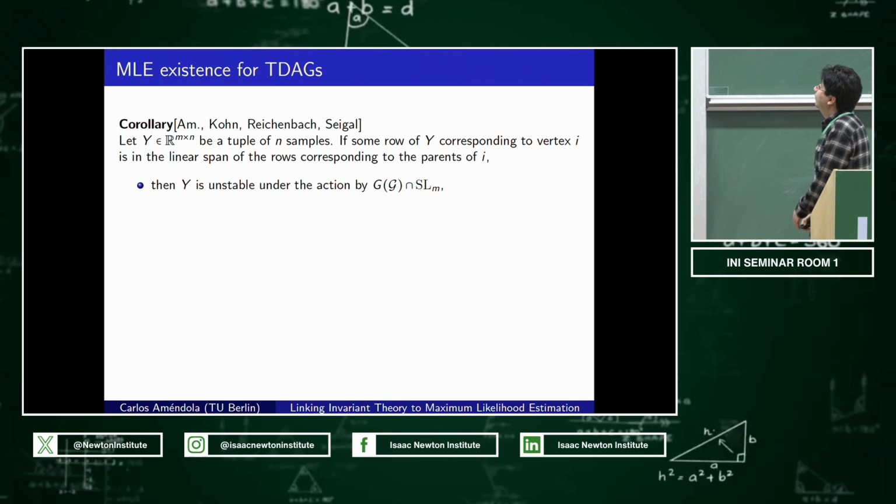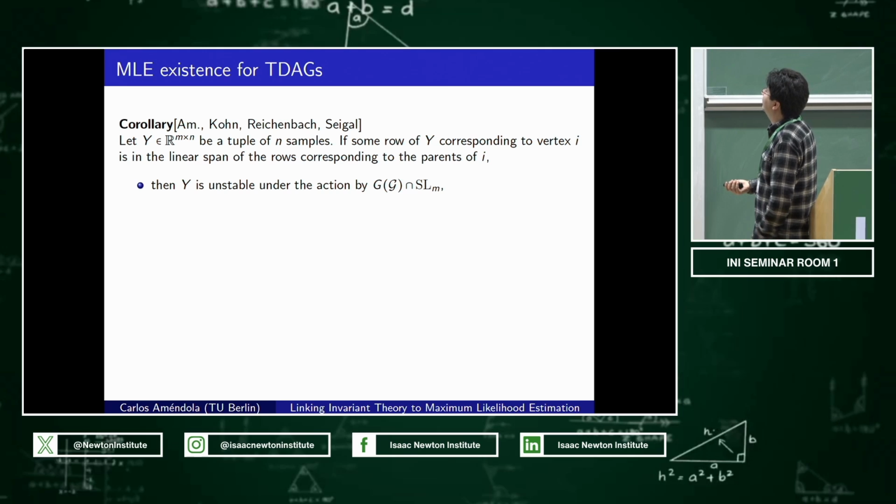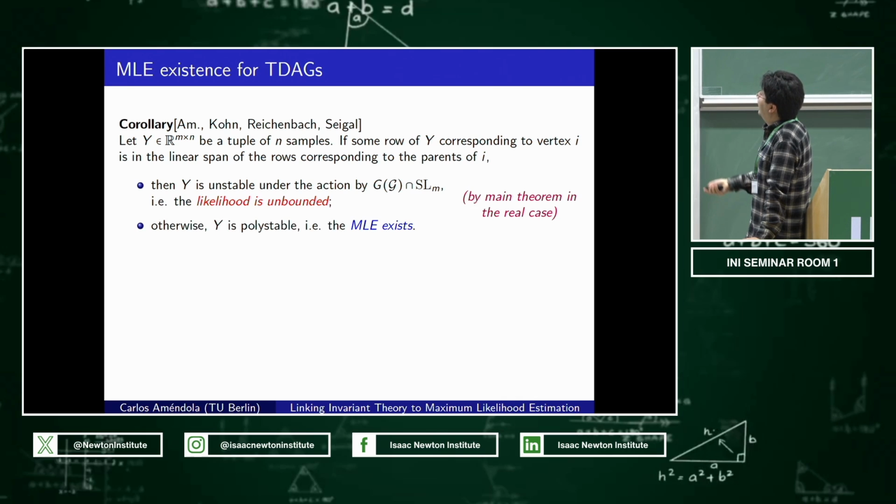All right, so how can we use the theorem that I showed you on the equivalence for this particular case? In particular, it will tell us, if you observe this matrix Y, which I think of as a matrix, just looking at the samples and putting them together in an n by n matrix, you can read off whether the MLE will exist or not, depending on stability. In particular, if you can find a row that is in the linear span of the rows corresponding to its parents, then it's going to be unstable, and then the likelihood will be unbounded. Remember, that was the main theorem.